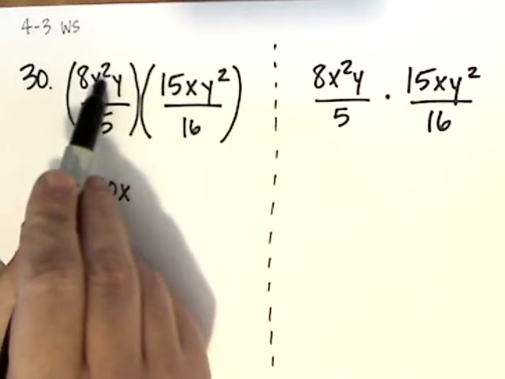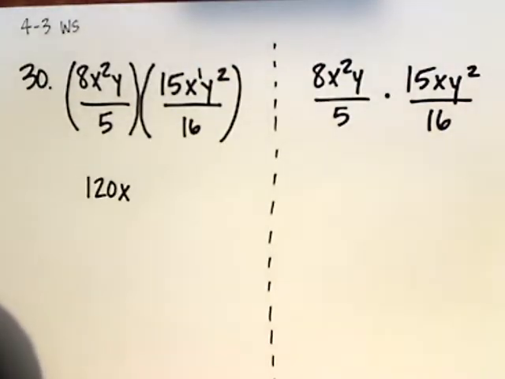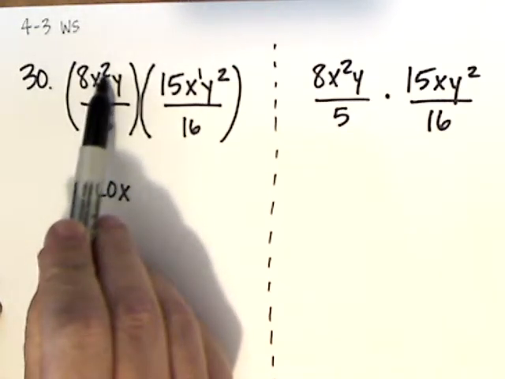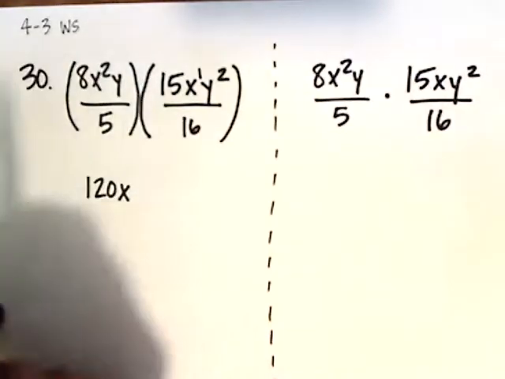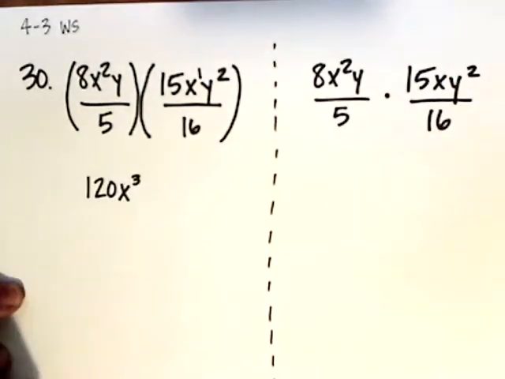Now we're going to look at the x's. We have an x squared and an x to the first power. Remember, there's a little imaginary 1 there. You can go ahead and add it if it helps. Remember, what we do is we take the 2 from this x and the 1 from this x, and we add those together. So 2 plus 1 is 3.